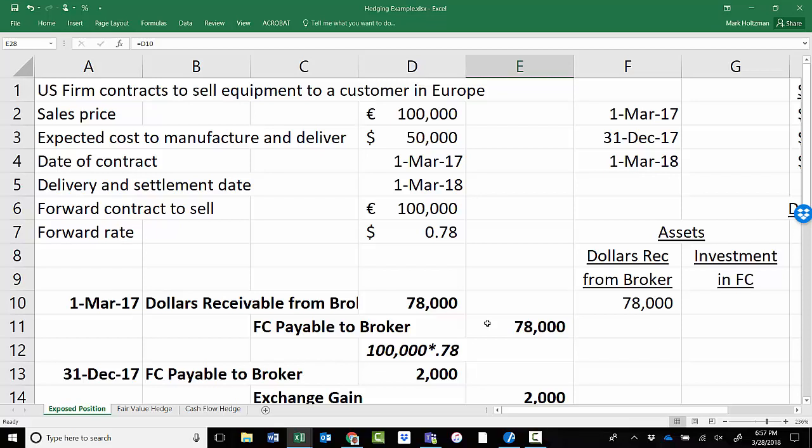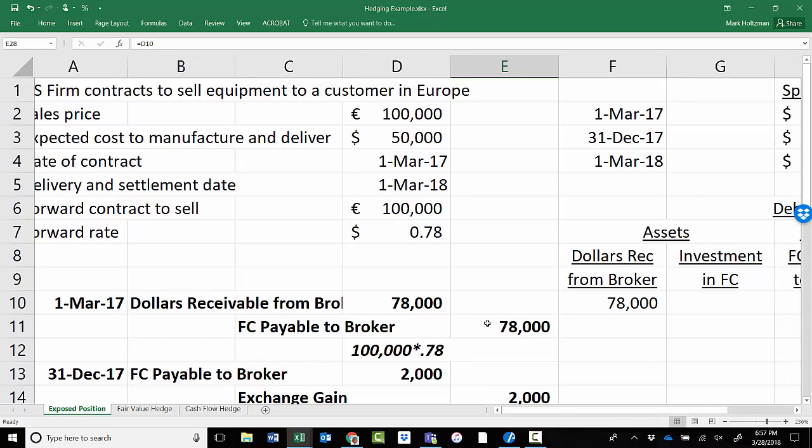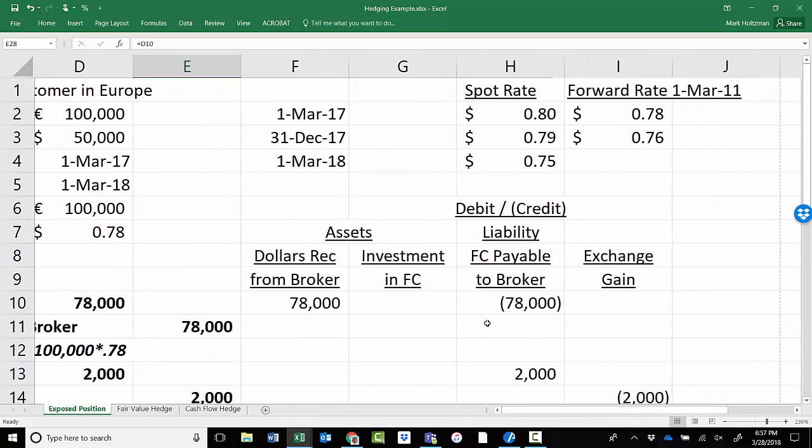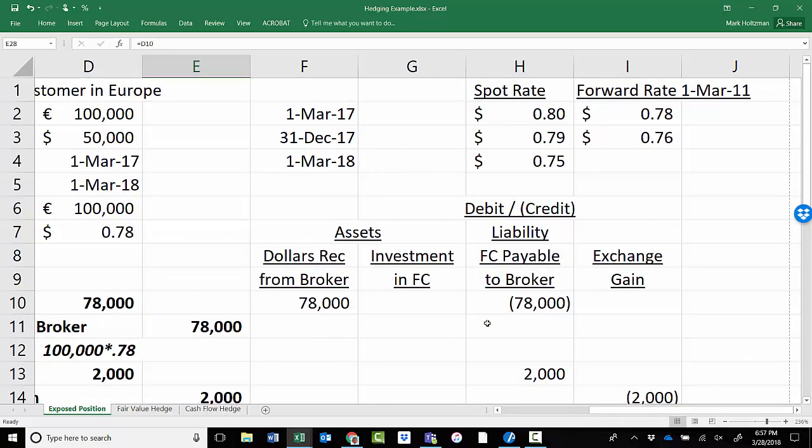So in this case, they didn't do the paperwork properly, and they're okay with this being an exposed position. So these are the various rates. They start off when they enter into this agreement, the spot rate for the euro is 80 cents.